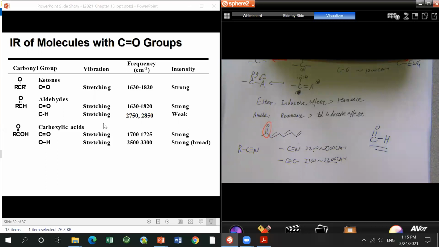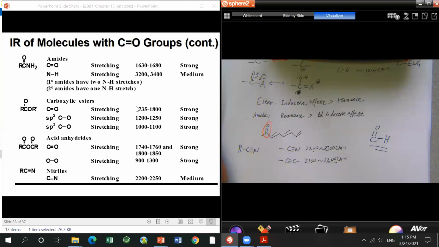For the carboxylic acid, in addition to the C=O bond stretching, you should see a very broad OH stretching, about 2400 to 3500, which is very unique for the carboxylic acid. Then for the amide, you should see NH stretching. If it's a primary amide, the NH stretching should show two peaks. If it's a secondary amide, you should see only one peak. That's how you distinguish it from other compounds. Those peaks are normally quite sharp, not so broad as the OH.